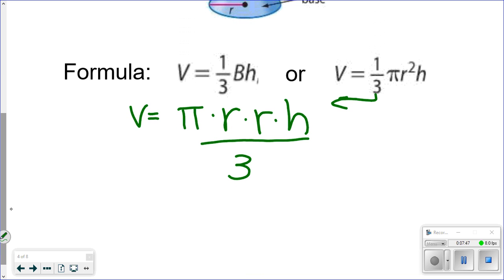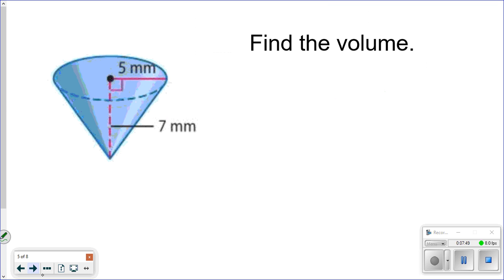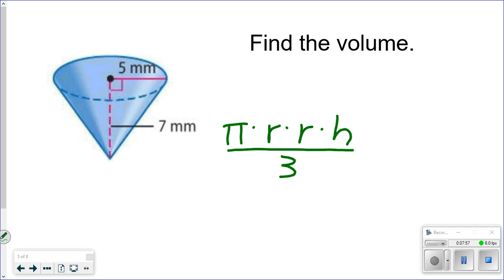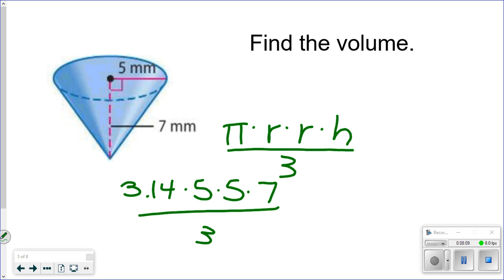Okay, let's give it a whirl. First thing I would do, I would seriously write out the formula and put in everything I need to know first. Let's see. 3.4 times 5. My radius is 5. Height is 7. All divided by 3.